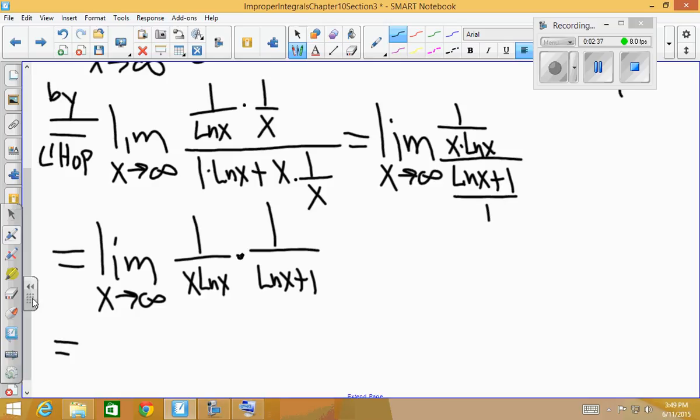notice that x times the natural log of x, as x goes to infinity, we've already talked about that, goes to infinity. So this goes to infinity, which means this whole fraction goes to 0. Natural log of x is going to go to infinity, which means natural log of x plus 1 goes to infinity. The denominator, therefore, is getting larger and larger, so the whole fraction gets smaller and smaller. So the limit will end up being 0 times 0, which is 0.